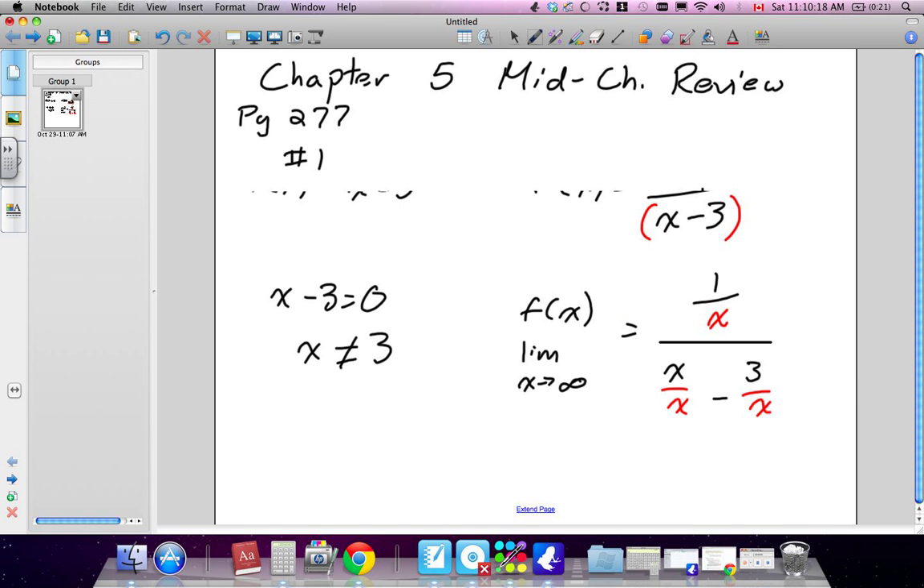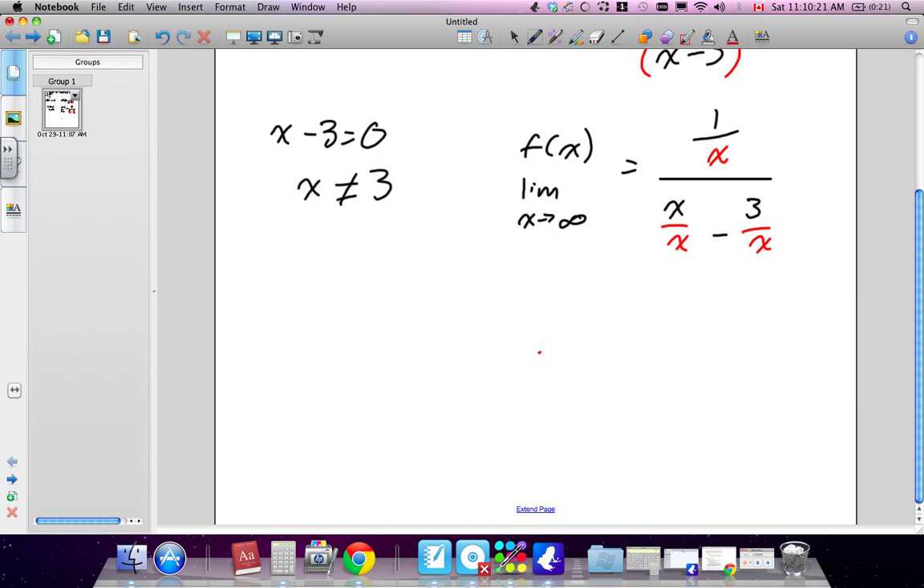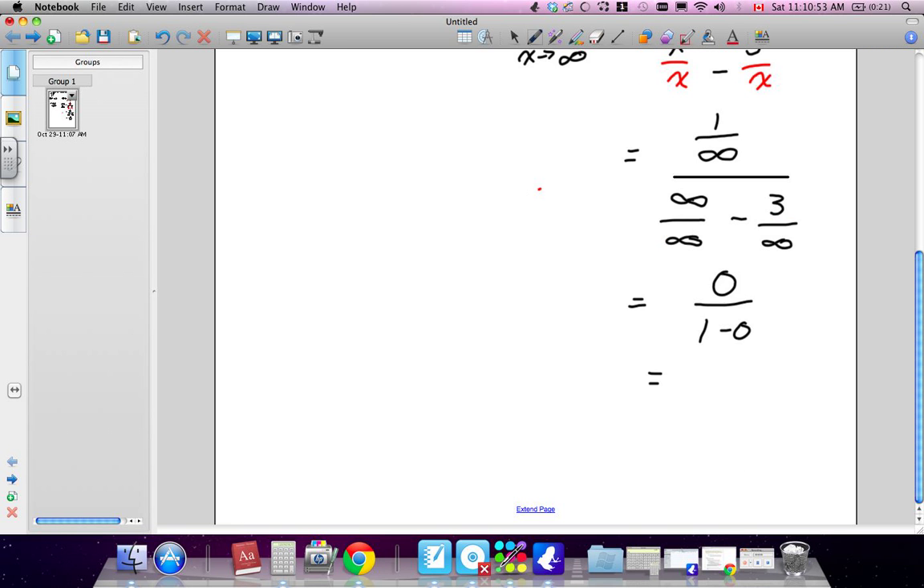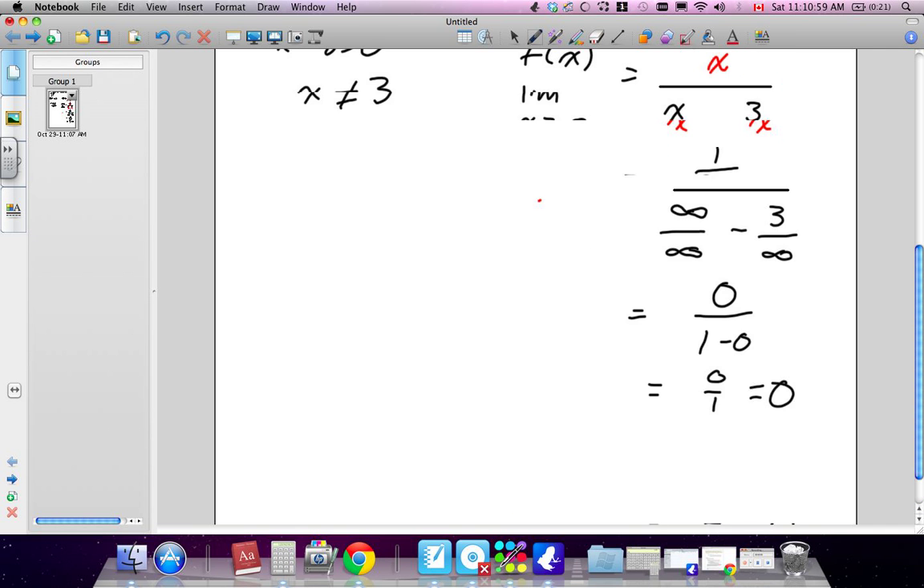Okay. Now, essentially, let's plug in x is approaching infinity. So let's plug in infinity for x. So this will be an infinitely small number. 1 divided by infinity, essentially a 0. Okay? Infinity divided by infinity is going to be 1. Does that make sense to you? Yeah. And again, 3 divided by infinity is essentially a 0. So we're going to end up with 0 over 1 minus 0, which gives us 0 over 1, which is 0. So what is our horizontal asymptote? 0. So in that case, y cannot equal the number 0.